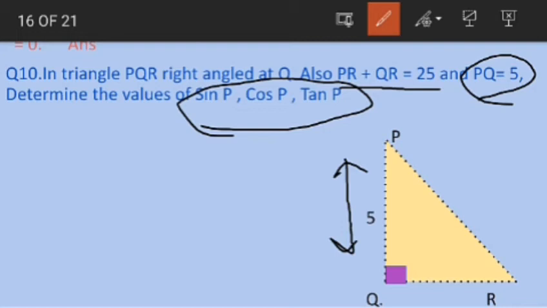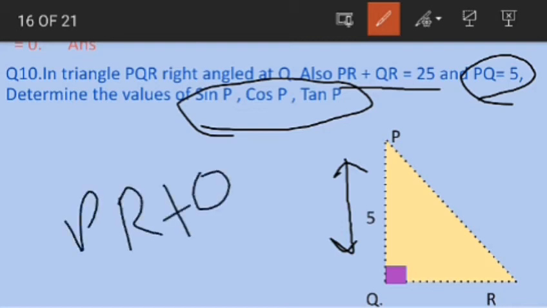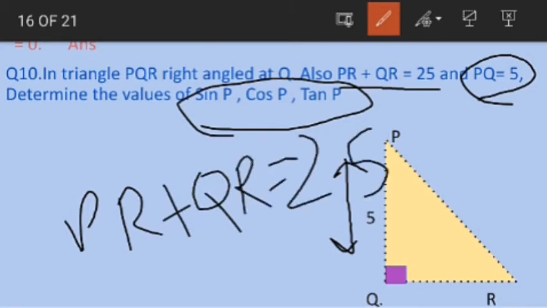But the trick here is, we are given that PR plus QR equals 25. So the trick is finding the value of any one of these sides, maybe PR or QR, and then finding the value of the other. For that we will first find the value of any one side at a time, and then we will find the other side with the Pythagoras theorem, and then we will calculate our value of sin P and cos P.